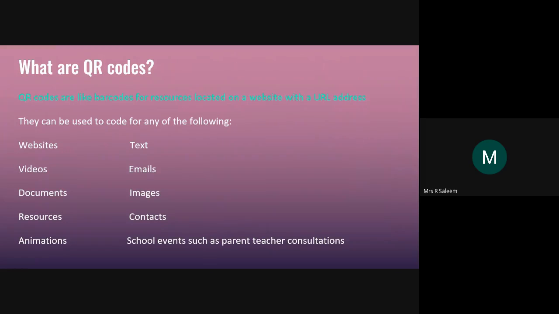What are QR codes? Well, they're barcodes. You can place resources onto a website, create a URL for it, and then create a barcode which can be used by other people to access those resources. Below are some different types that we've used in the past to create QR codes for.